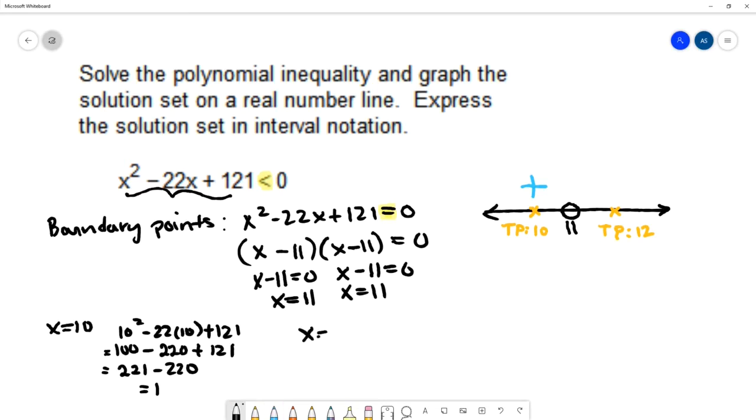Then I'll test x equals 12. So if I test x equals 12, I get 12 squared minus 22 times 12 plus 121.